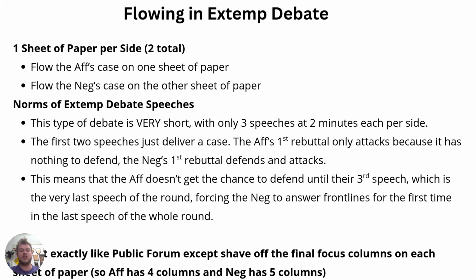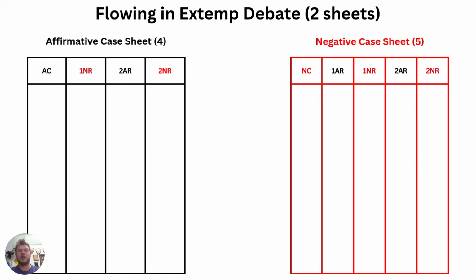So that means that you just need 2 fewer columns of paper on each sheet of paper. So the affirmative needs 4 columns for their case, and the attacks and defenses, the negative needs 5 columns. So here is an example of what it would look like if you were flowing in extemp debate.